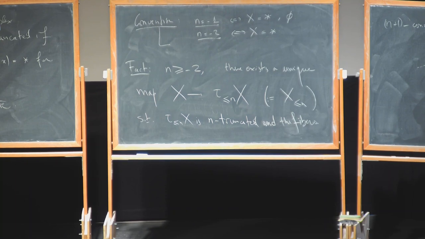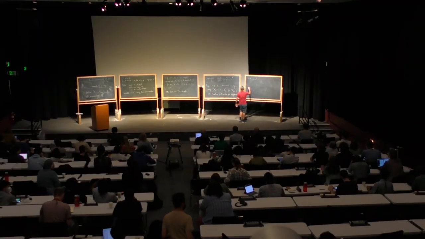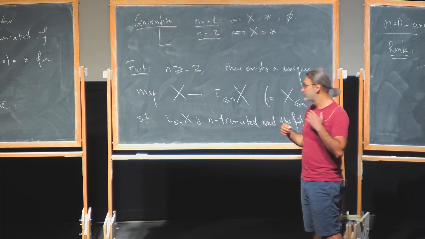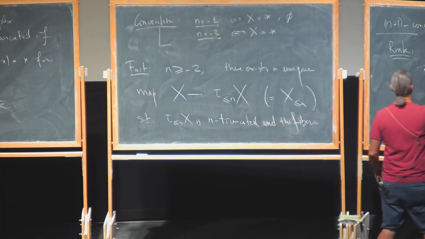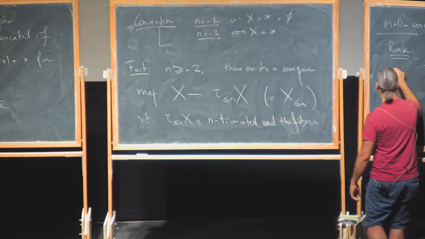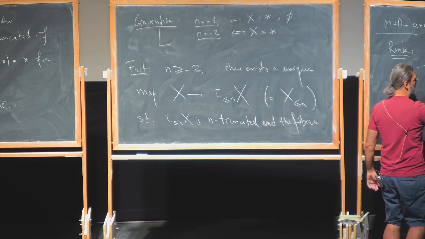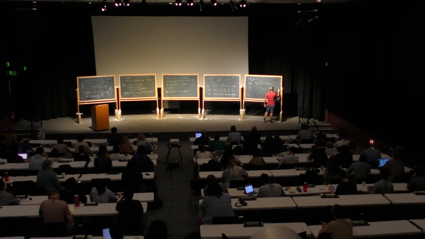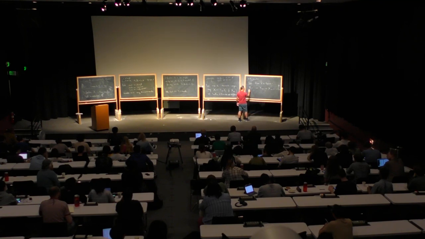And another remark is that we can run this construction for every n. So we actually have a tower like this. Maybe let me use this notation because it's shorter. And this is what is called the Postnikov tower.